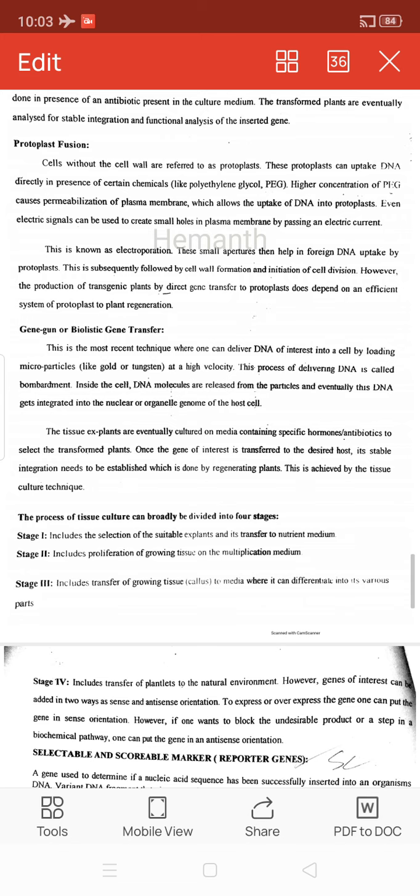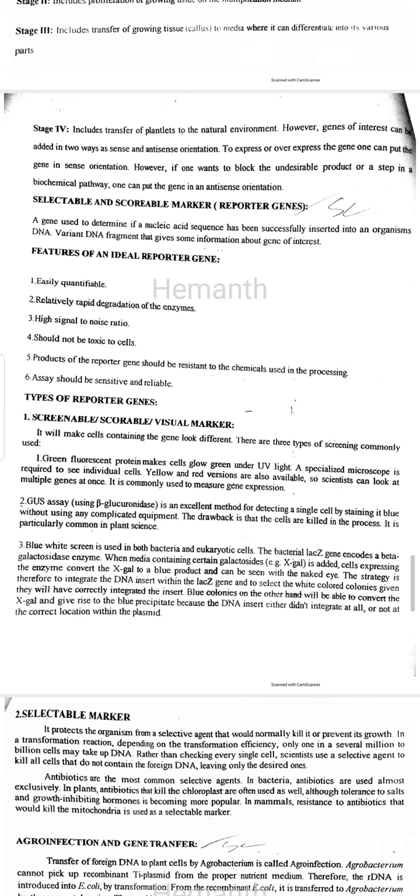And the next is selectable and scorable marker or reporter gene. A reporter gene is used to determine if a nucleic acid sequence has been successfully inserted into an organism's DNA. It is a variant DNA fragment that gives some information about the gene of interest.